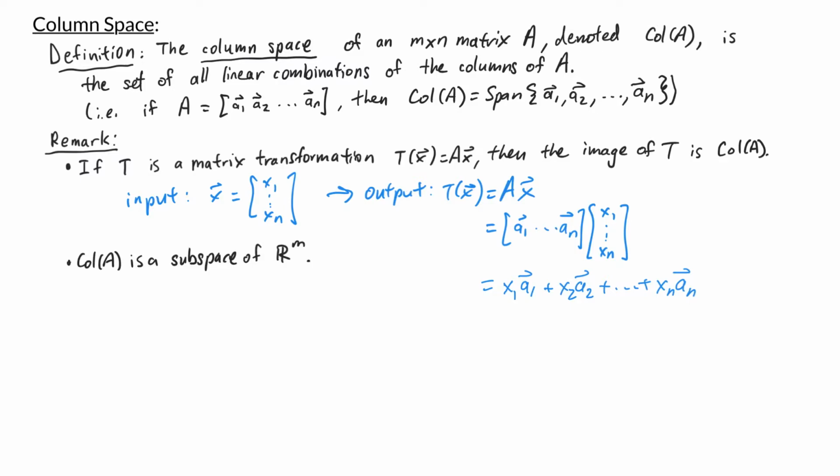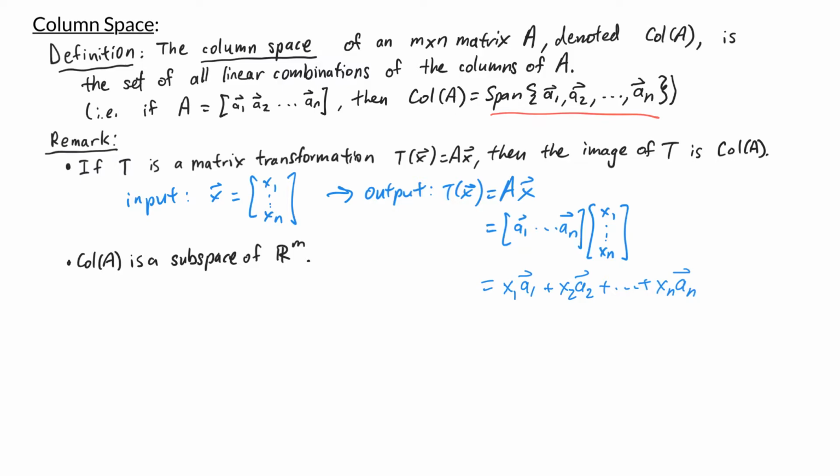Another remark is that the column space of A is a subspace of Rm. This time we don't really need to check the three conditions to verify that it's a subspace, because I know that the column space is a span of vectors. And we learned that the span of vectors always forms a subspace.